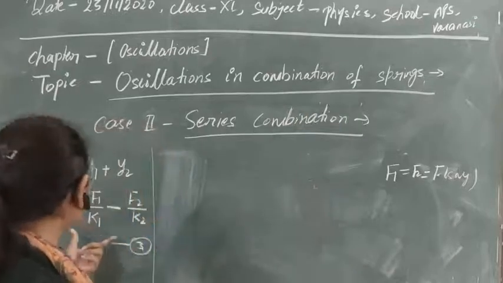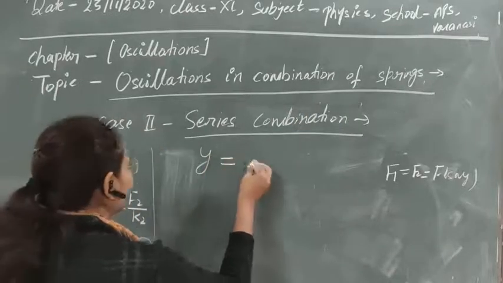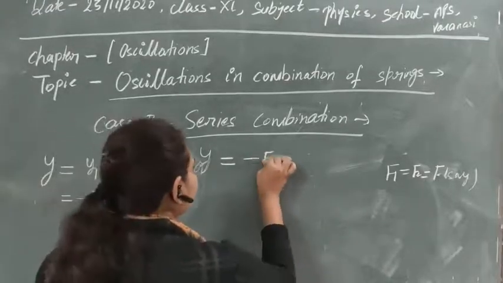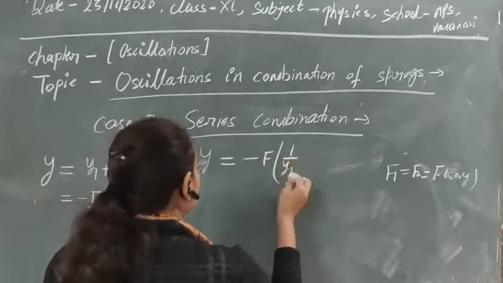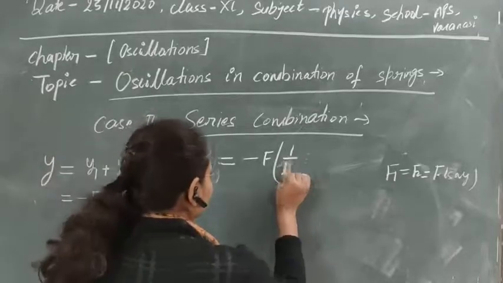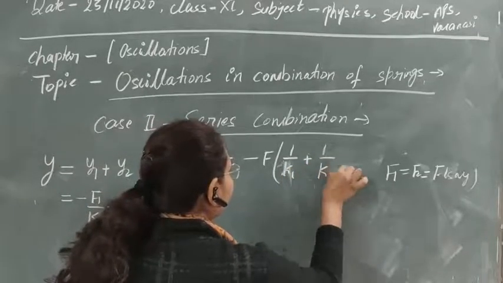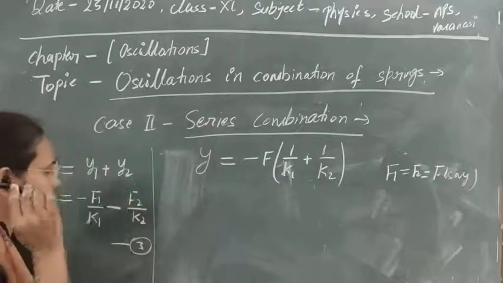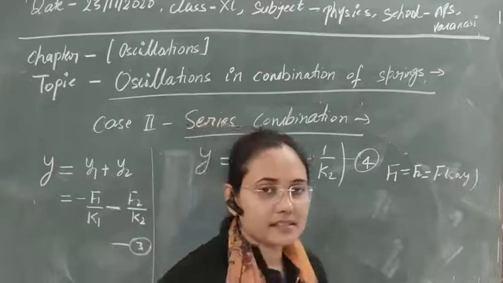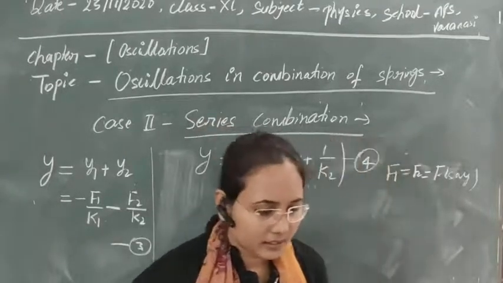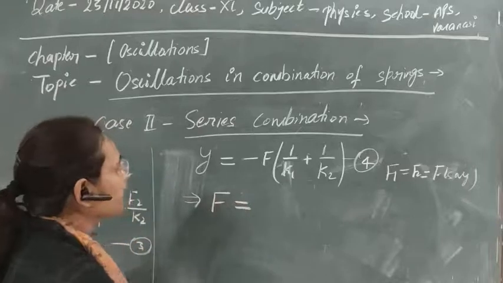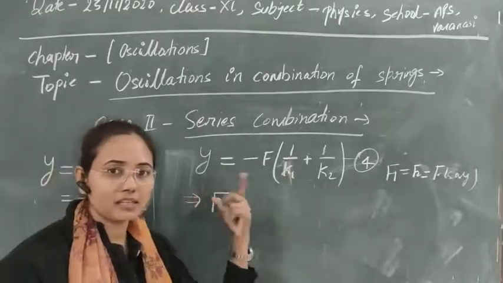So in this equation we can write y is equal to, in place of F1 and F2, write F, then this can be taken outside, that will be 1 upon K1 plus 1 upon K2. So this is the total extension that is produced in the system. I think there is no confusion at all in this, and now we can calculate the total restoring force that is developed in the series combination of two springs.